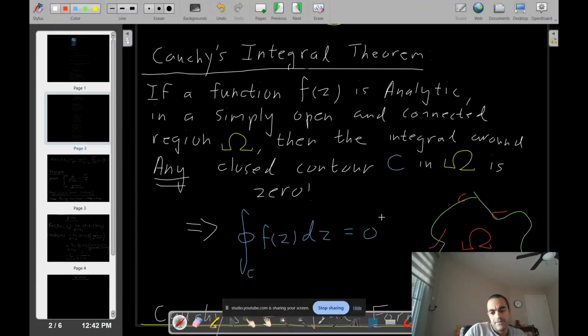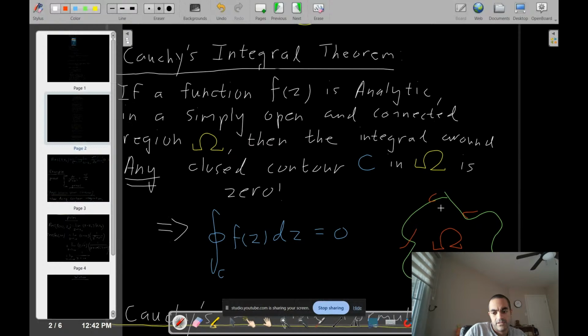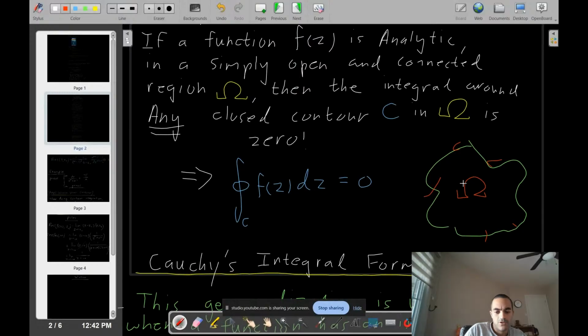So that's what I'm doing here. I'm drawing a geometric model of the entire thing. I drew my capital Omega, which is my connected region, and I made my region in green. Now, the next part says then the integral around any closed contour C in Omega is 0. So we need to draw a closed contour C.